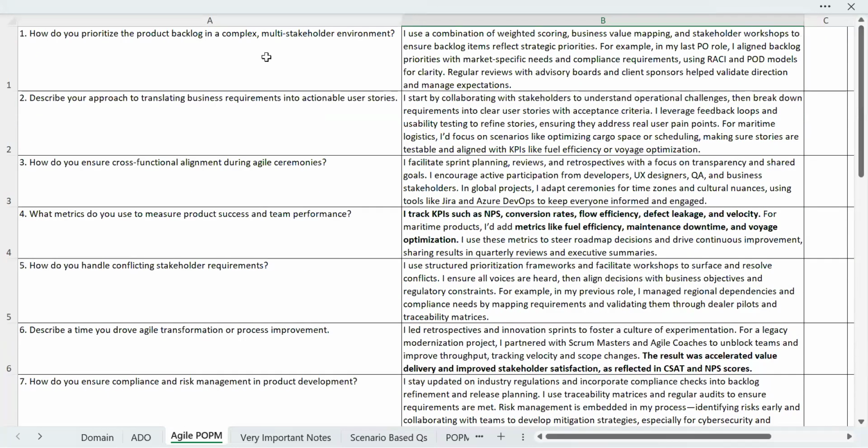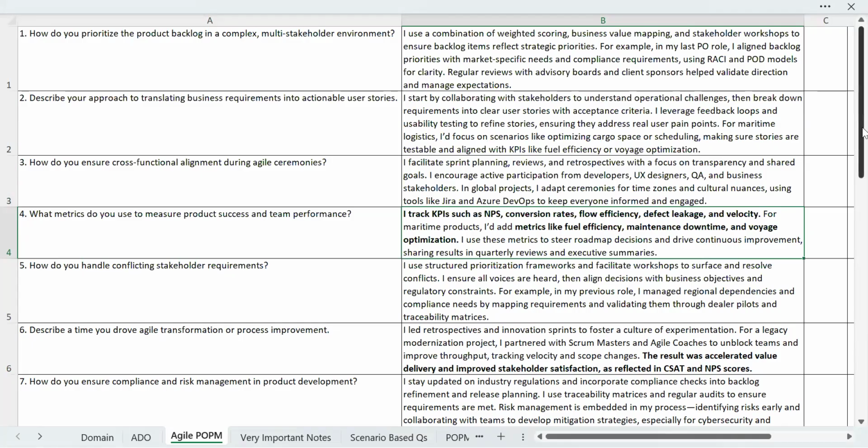So here I have given some questions and some probable answers. Say, for example, what kind of metrics do you use to measure product success and team performance? I have given the metrics over here: NPS, conversion rate, flow efficiency, defect, just as an example.